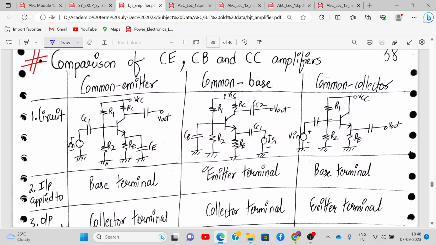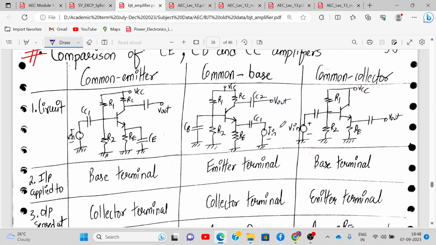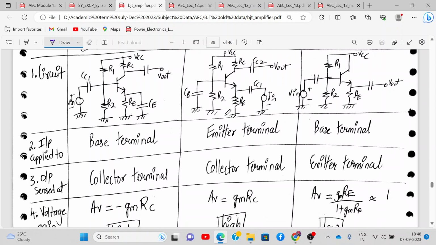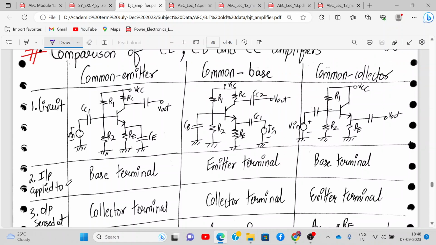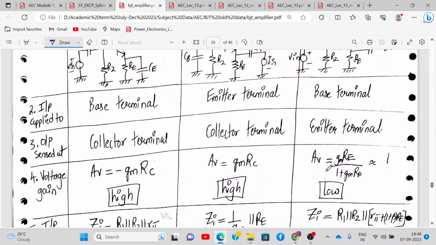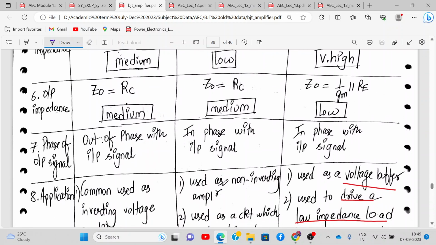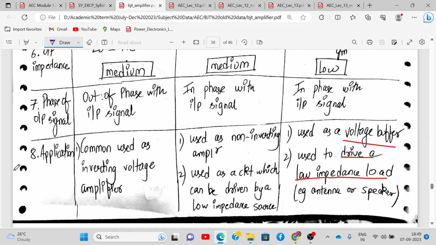Yeah, this is it. If they ask you in the exam to compare common emitter, common base and common collector amplifier, then these are the three circuits. You should draw the three circuits. Then you say where the input is applied and where the output is sensed, taken from. You can write this in comparison points. Then write down the voltage gain formula, even the simplified formula. Then write down the input impedance and also write whether it is high, low, medium or very high. Also the output impedance, and the phase of the signal, whether it's out of phase, in phase, or again out of phase.